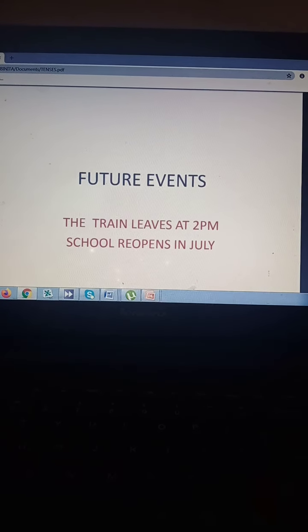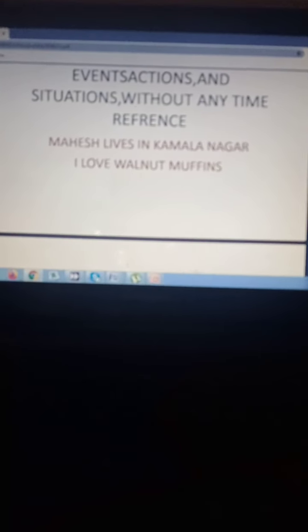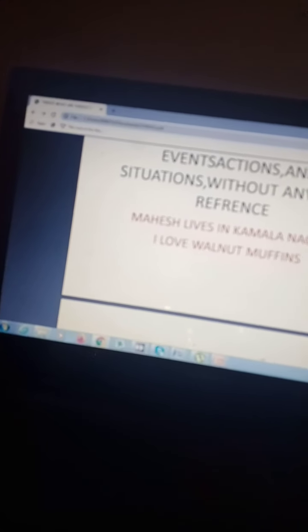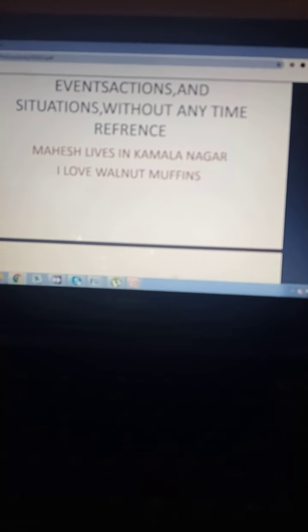Now you also have to keep in mind, children, that in simple present tense we are using the base form of the verb. The base form of the verb is the verb which you do not change. It will remain as it is. For example, here in the book, if you turn to page number 69, you can see simple present.